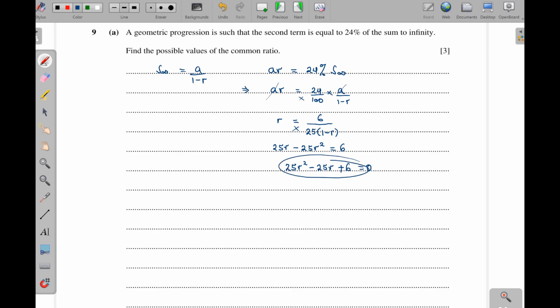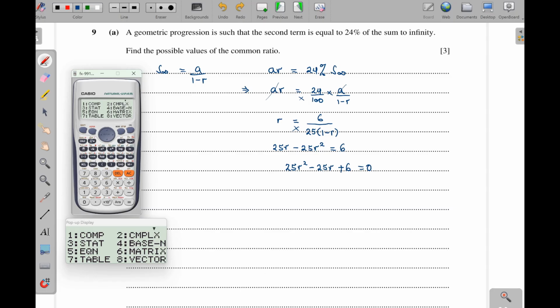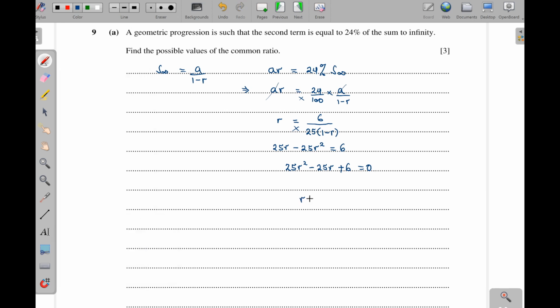This is a quadratic equation. Let's see whether it is factorizable. Then we have 25, then minus 25, and then 6. So this one will be 3 over 5 and 2 over 5. So R will be equal to 3 over 5, and also R becomes 2 over 5.